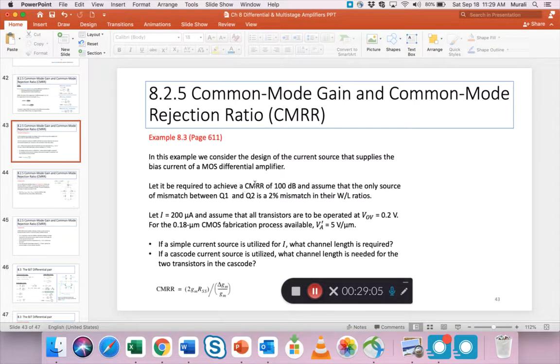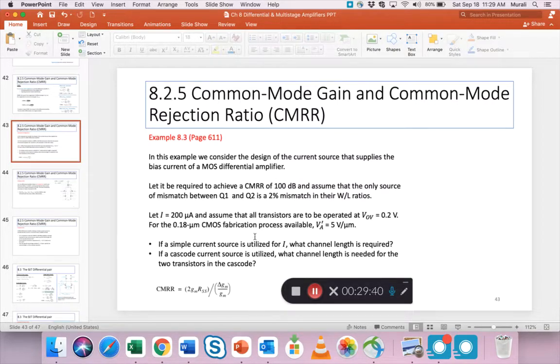Well, CMRR is given. It has to be 100 dB, which corresponds to something in absolute value. That absolute value he finds, then he substitutes it, and he finds GM. He also finds RSS. So I'll let you look through it. I think the example is well done. It goes through step by step.